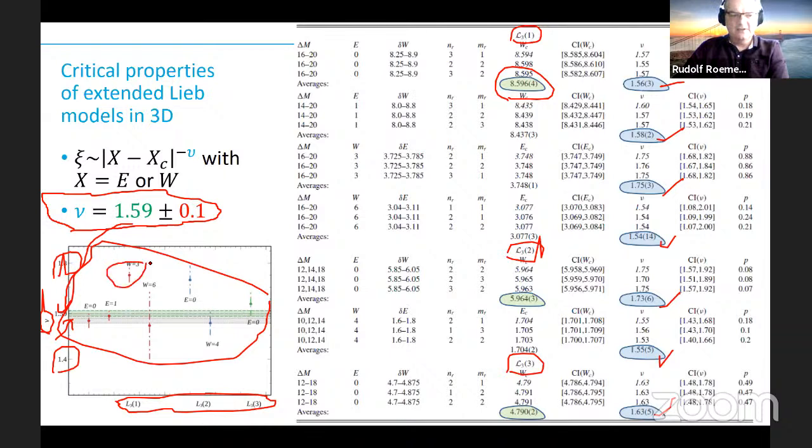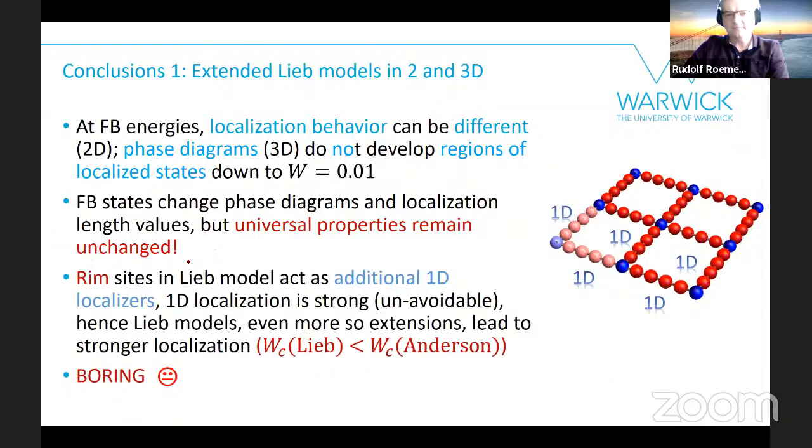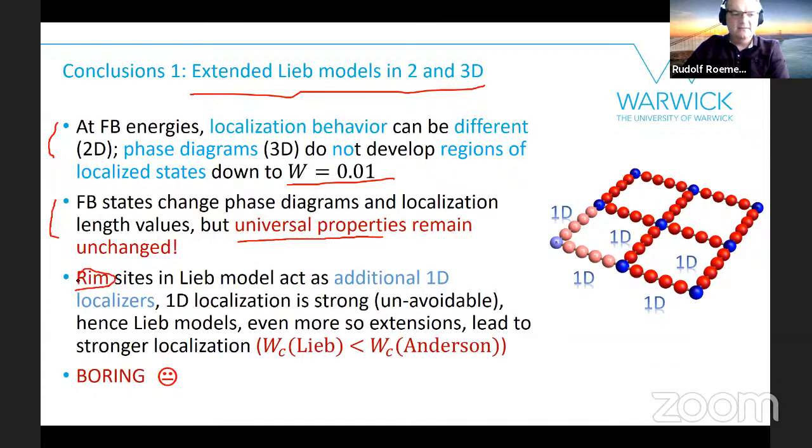That you have some relatively large deviations is well expected within the accuracy of the results. Which means, okay, for our Lieb models, at the flat band energies, again, the localization behavior can be different. The phase diagrams do not develop these regions of localized states, at least up to this order that we can check. Yes, the phase diagrams are changing, but the universal properties like the exponent remain the same. The rim sites act as, I would say, additional 1D localizers, but I think Sergei has a slightly different opinion on this, which is probably more informed than mine.